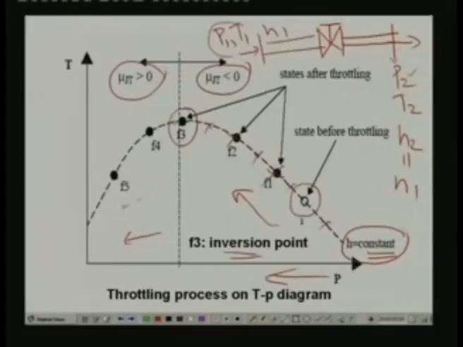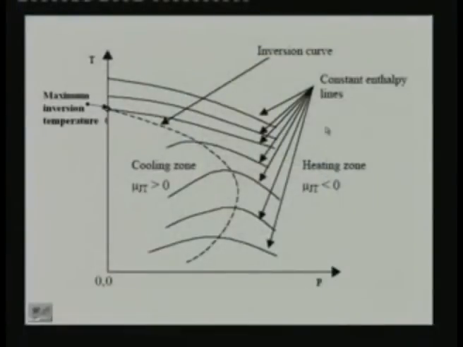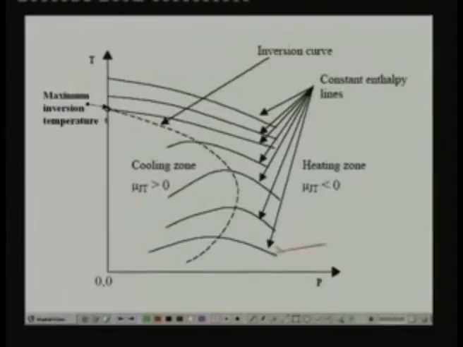Now I can carry out this experiment by varying the inlet conditions. So let us see what happens if I do that. An inversion curve I can obtain by joining the locus of all the inversion points. That means I vary the inlet conditions and carry out the throttling processes at different enthalpy lines. So you have different enthalpy lines, H1, H2, H3 like that, and each enthalpy line has an inversion point. And when you join all these inversion points, you get what is known as the inversion curve.